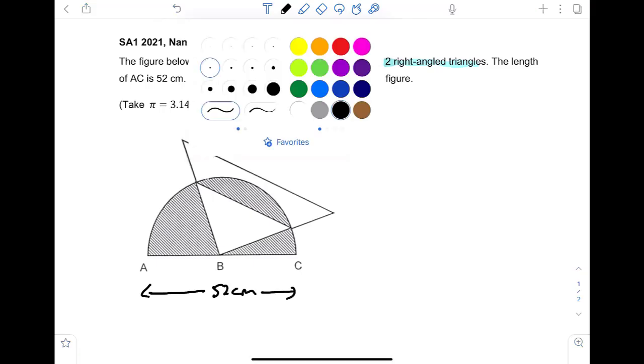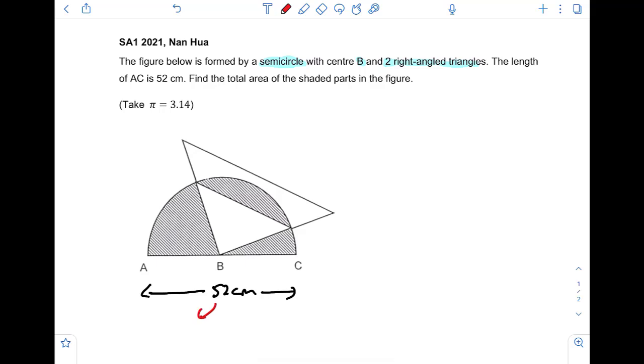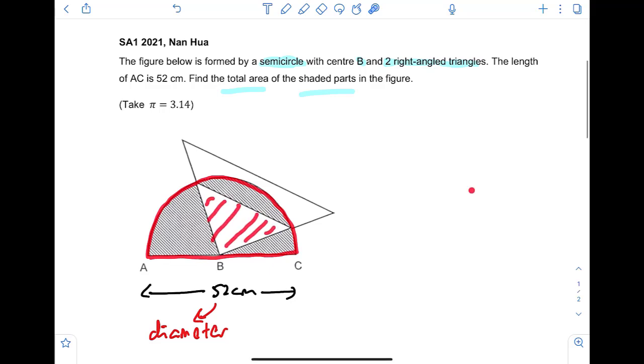So this is actually your diameter. When you're going from one end to the other end of the circle, passing through the center, it is known as a diameter. Now find the total area of the shaded parts. To do this, we need to figure out the area of the semicircle minus away this right-angled triangle. That will allow us to find the shaded portions.